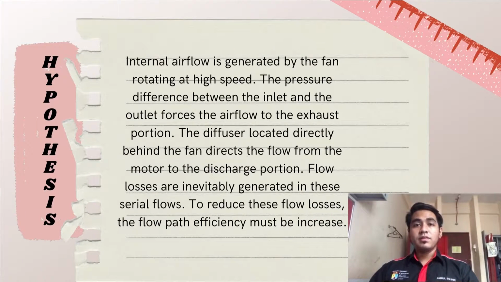Hypothesis: the internal flow is generated by the fan rotating at high speed. The pressure difference between inlet and outlet forces the airflow to the exhaust portion. The diffuser located directly behind the fan directs the flow from the motor to the discharge portion. Flow losses are inevitably generated in this serial flow. To reduce this flow loss, the flow part efficiency must be increased.